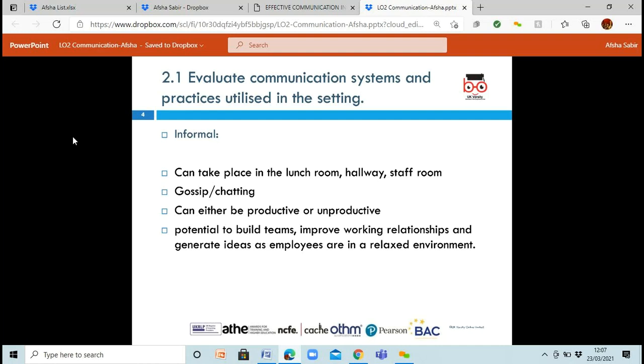There might be somebody who has gone on a training session and you ask them a couple of things and they might tell you what they learned. So you've learned something new as well. So when you're in a relaxed environment, you do end up taking in a lot more than when you're not relaxed. So that can be productive, but unproductive can lead to, say, if you're gossiping or chatting.